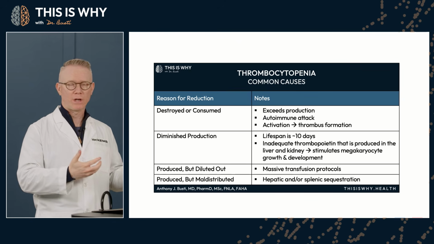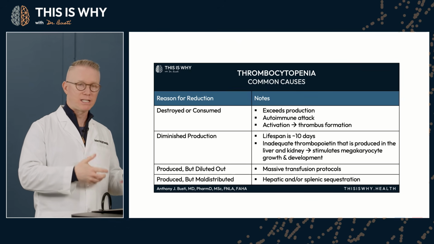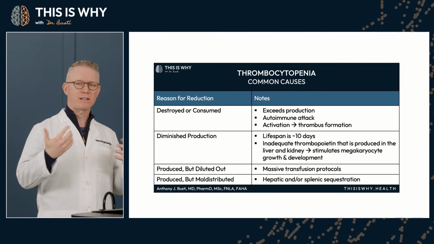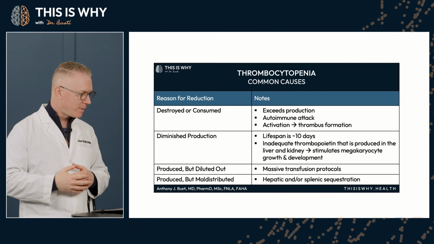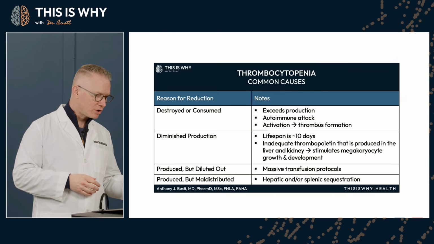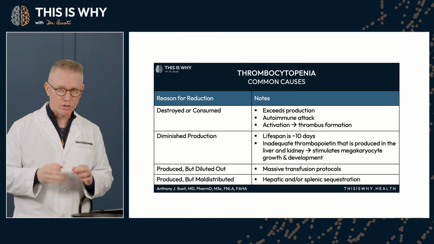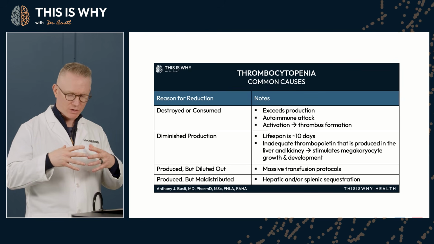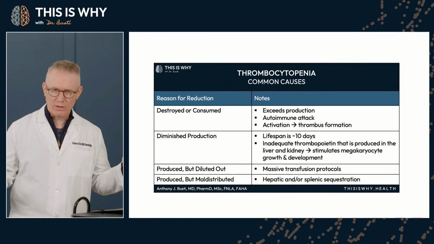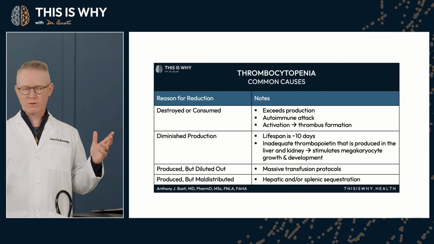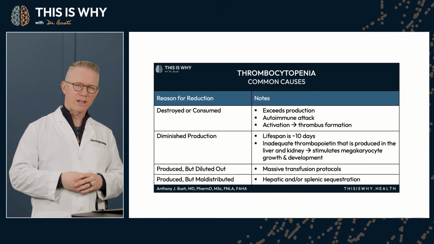And that's why patients with liver disease and kidney disease can still have increased risk for bleeding disorders, because they lack some of that product to facilitate their production. And then those that are diluted from mass transfusion protocols, and then those that are maldistributed because you have redistribution of blood flow in the wrong places. We see this in cirrhosis, where we have hepatic and splenic sequestration of various things.